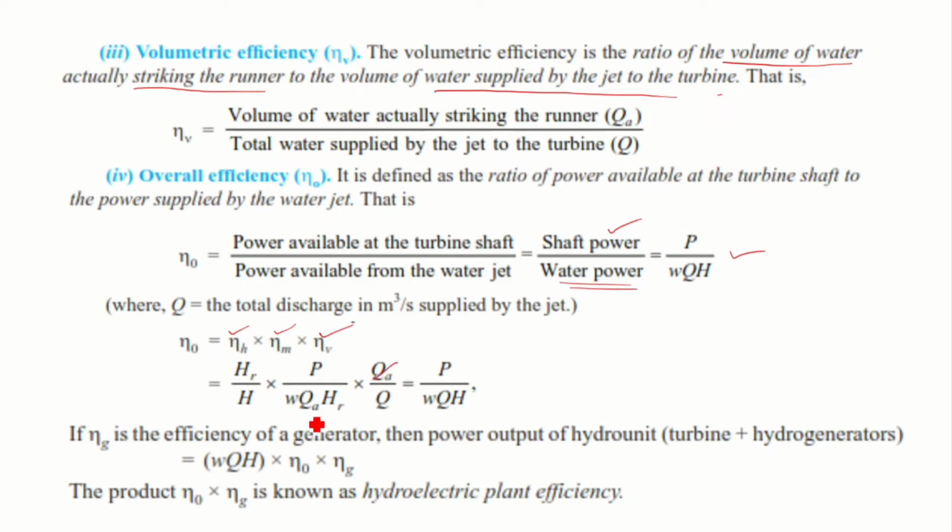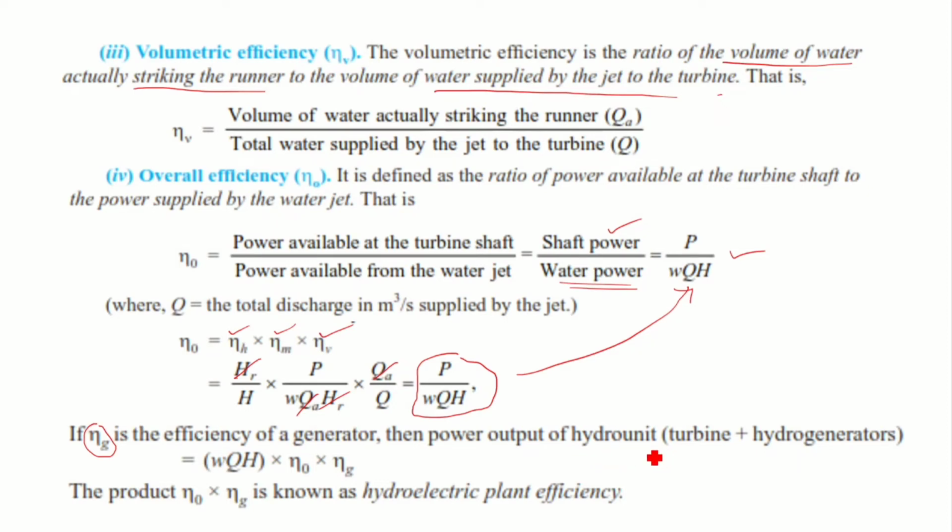So cancelling these terms, the final equation will be P divided by WQH. So this is the equation. This is similar to the overall efficiency. Okay. If efficiency eta G is the efficiency of the generator, then power output of the hydro unit.